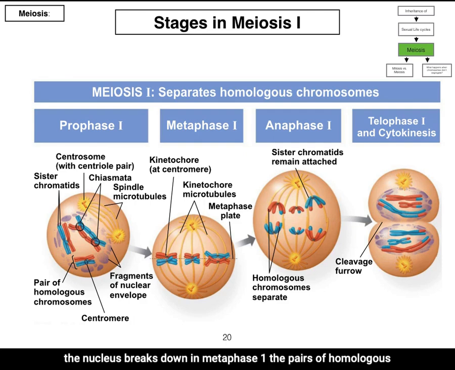In prophase, the nucleus breaks down. In metaphase 1, the pairs of homologous chromosomes line up at the metaphase plate. They do so by the kinetochores interacting with the centromere in the center of the homologous pairs. The kinetochore microtubules are attached to the centrosomes at the poles. In anaphase 1, the pairs are separated to the poles where the centrosomes are by trafficking up the kinetochore microtubules. And then 2 cells are formed in telophase 1 and cytokinesis with a single chromosome pair.